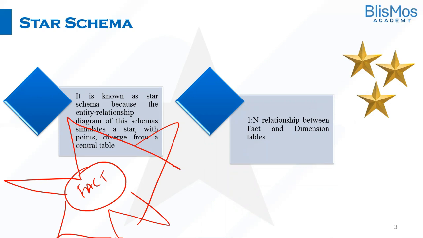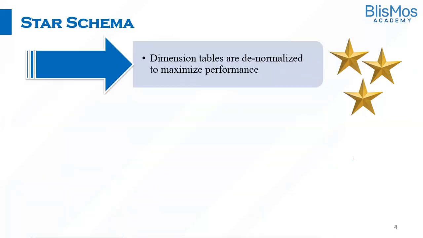In star schema, there is a 1 to n relationship between the fact and dimension tables. So each of the dimension tables has a direct relationship with the fact table. With this, every dimension table, its attributes will have a chance to participate in a query. In star schema, dimension tables are denormalized.